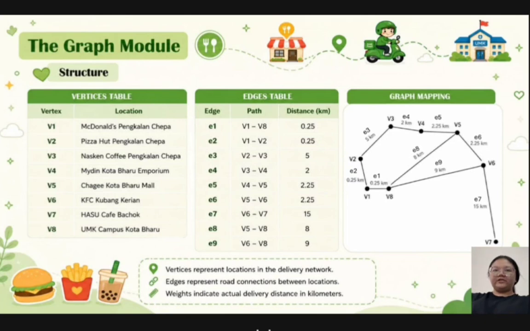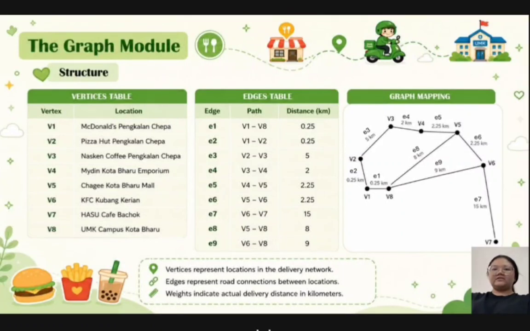Next, I will explain the graph modular structure used in our project. This table shows the vertices table, where each vertex represents a specific location in our delivery network. We label the locations from B1 to B8 to make the graph easier to construct and analyze. B1 represents McDonald's Bengkalan Cepa, B2 represents Pizza Hut Bengkalan Cepa, B3 represents Nesken Coffee Bengkalan Cepa, B4 represents Maidin Kota Baru and Bronium, B5 represents Changi Kota Baru Mall, B6 represents KFC Kubang Korean, B7 represents Hasu Cafe Bachok, and B8 represents UMK Campus Kota Baru.